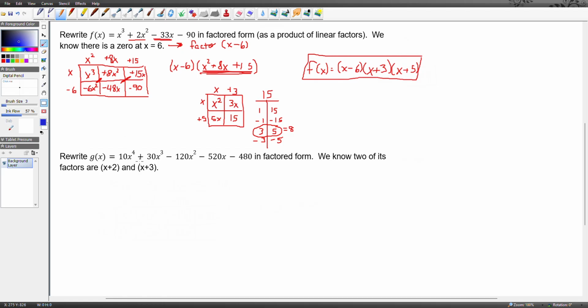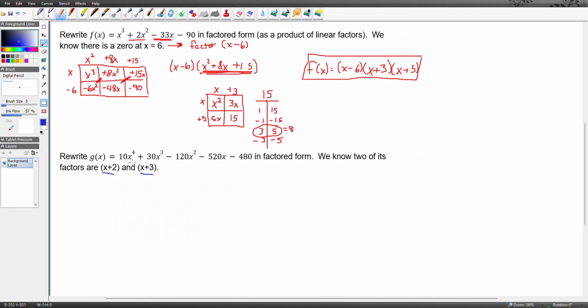This one's 4th degree, which means that we're going to need more factors known. In this case, they gave us 2 different factors that we know. We know 2 of its factors are x plus 2 and x plus 3. So what we're going to have to do is divide by each one of those in its own box. But before we get to that point, there's something else that we can do to make our lives a little easier here. We can look for a GCF, a greatest common factor.